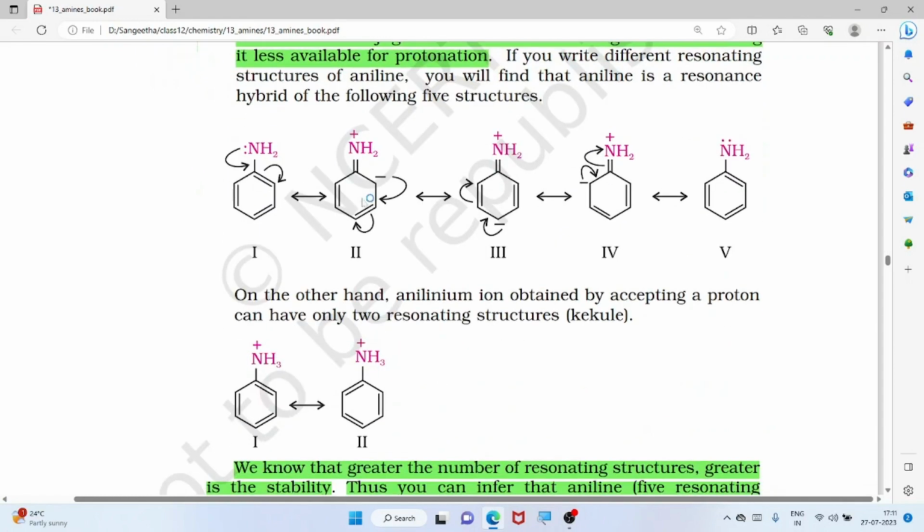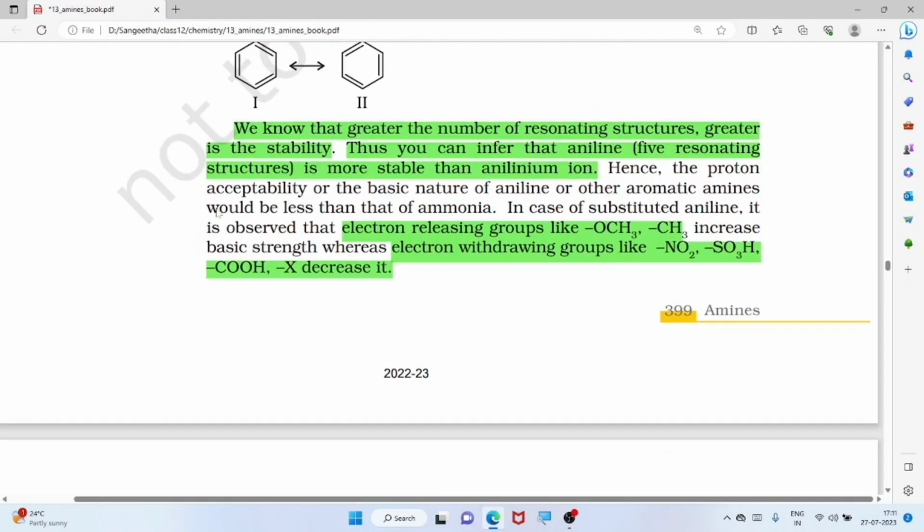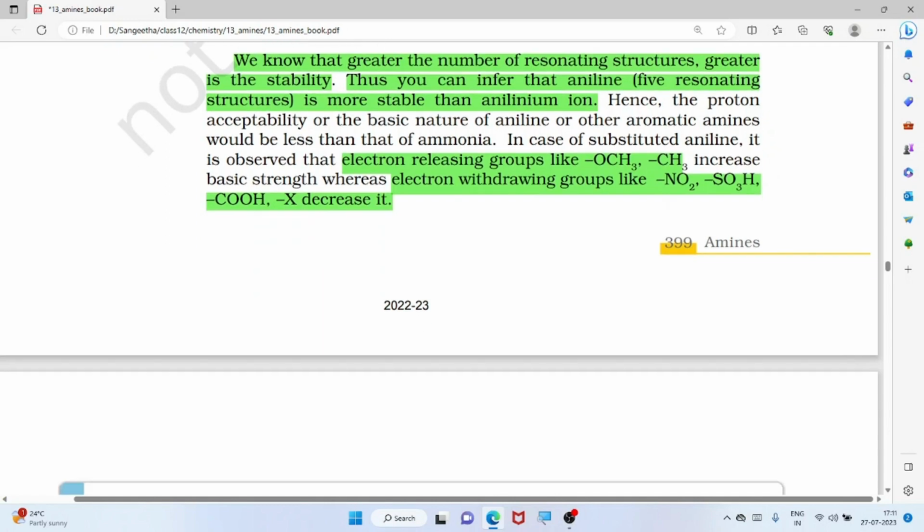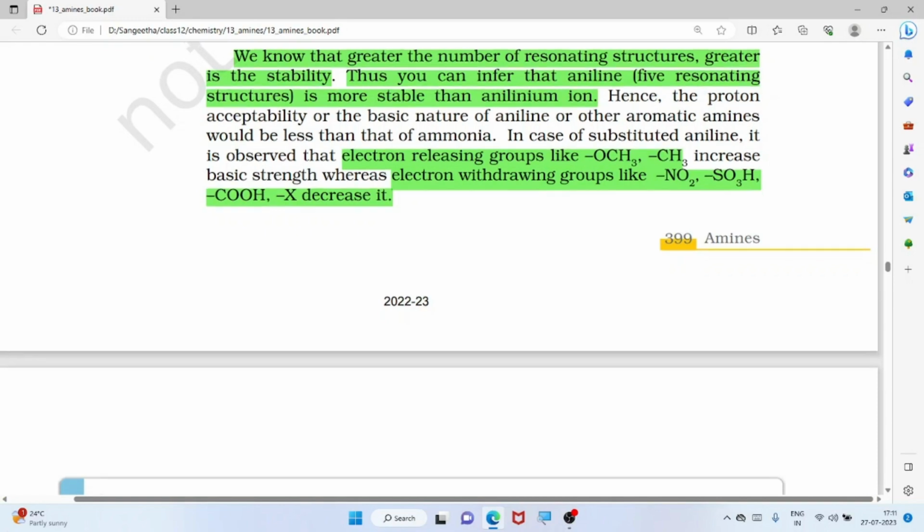So it participates in the resonance like this. We know that the greater the number of resonating structures, the greater the stability. Thus you can infer that aniline, with its resonating structures, is more stable than the anilinium ion. These are examples of electron releasing groups, and these are electron withdrawing groups like NO2.